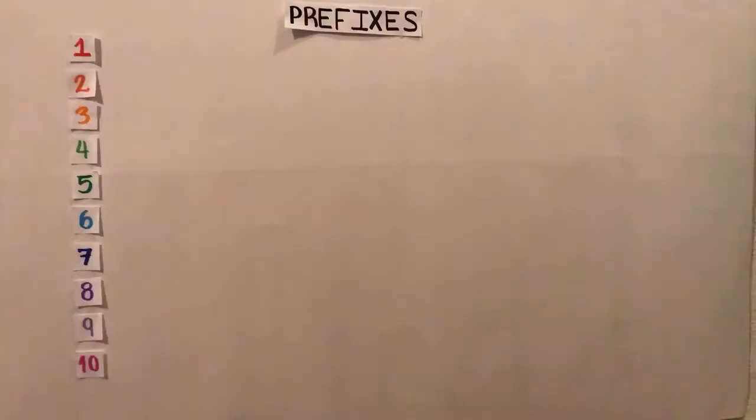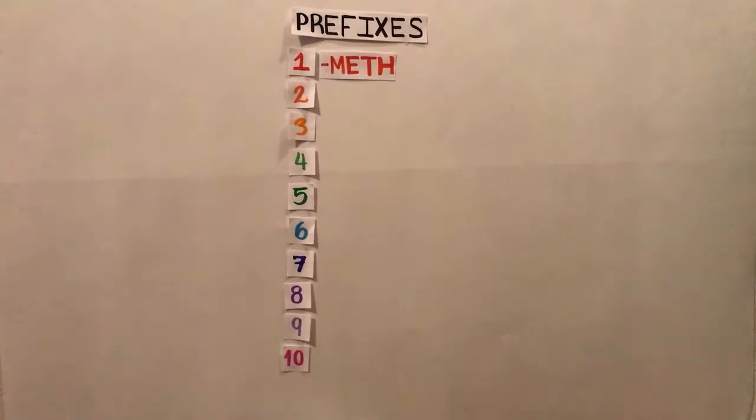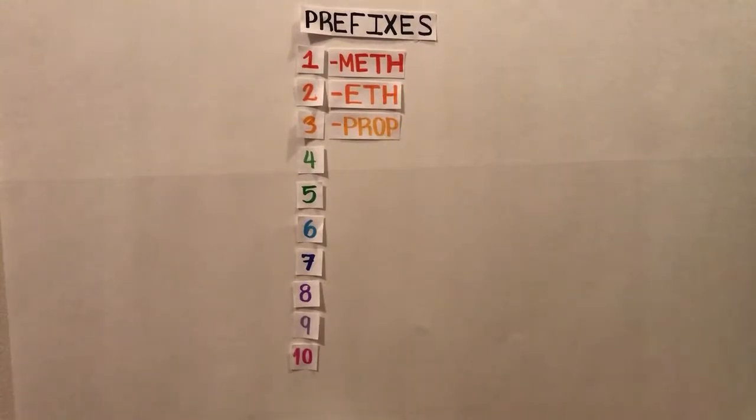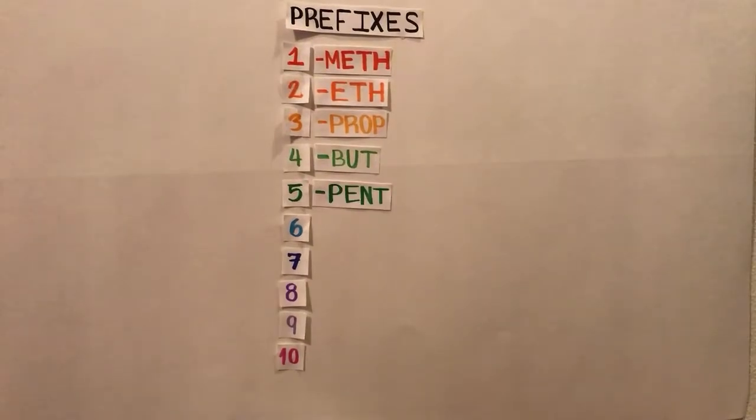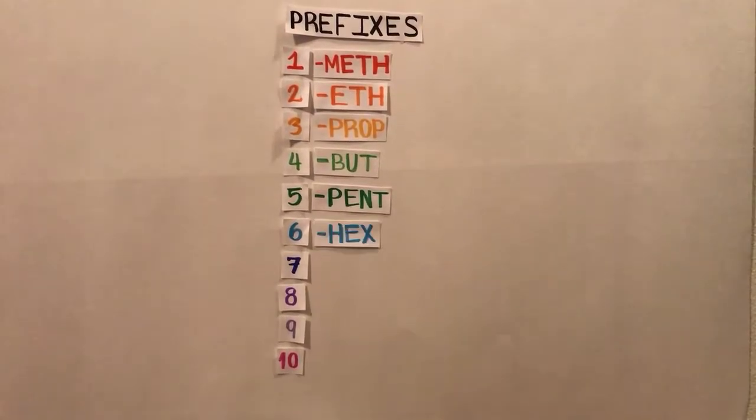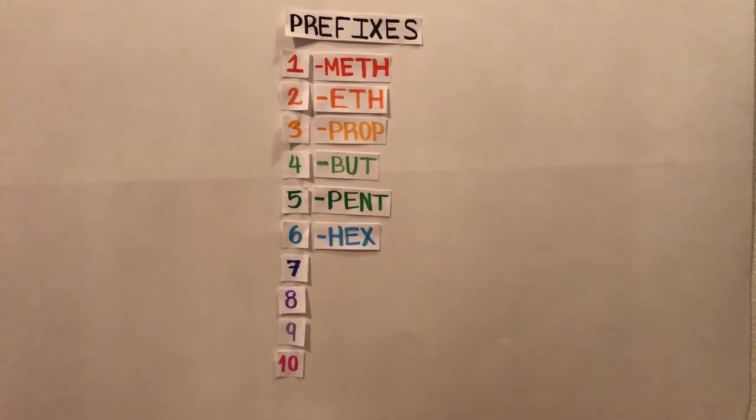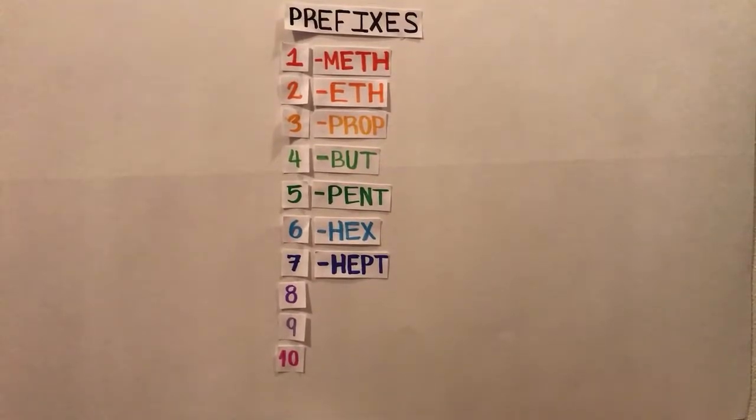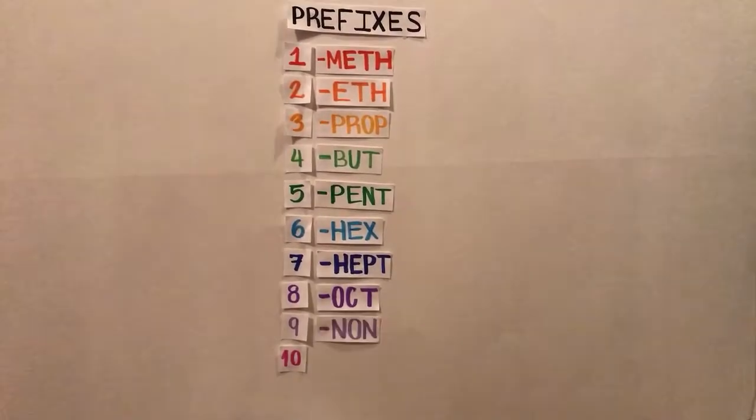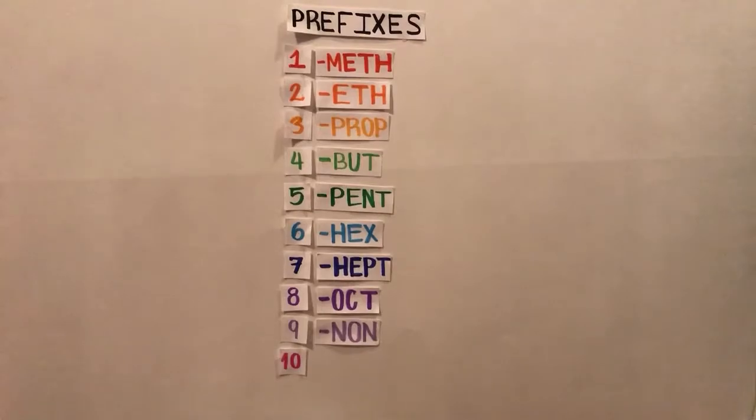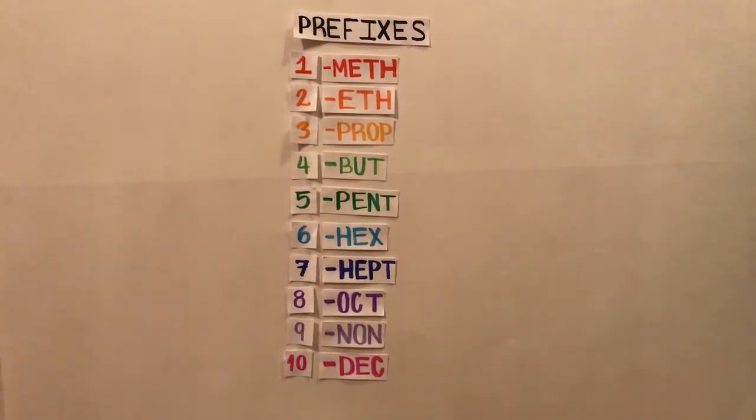When naming organic compounds, we use prefixes. They're determined by the number of carbons in a chain. The first one is meth, second is eth, 3 is prop, 4 is but, 5 is pent, 6 is hex, 7 is hept, 8 is oct, 9 is non, and 10 is dec.